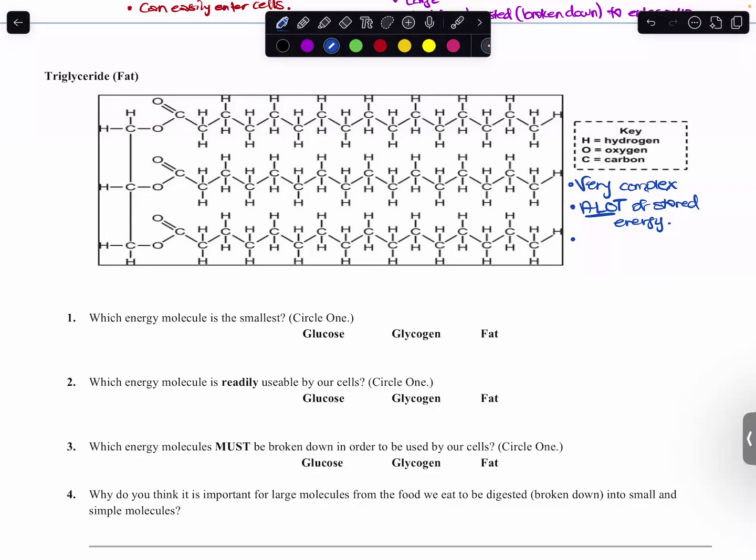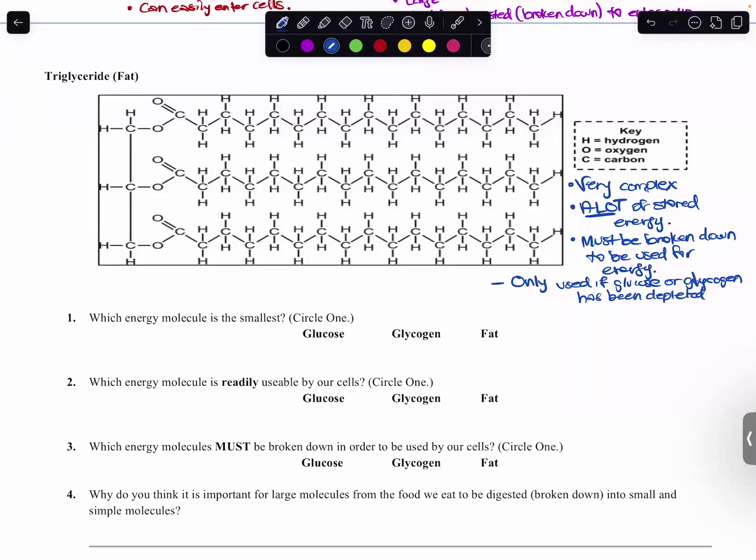And because this is so large and complex, just like glycogen is, it must be broken down, or digested, to be used for energy, right? But what's special about fats, like we already said, is that it's only used if glucose or glycogen has been depleted.